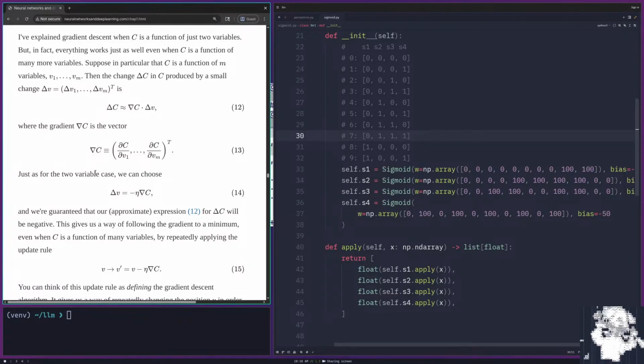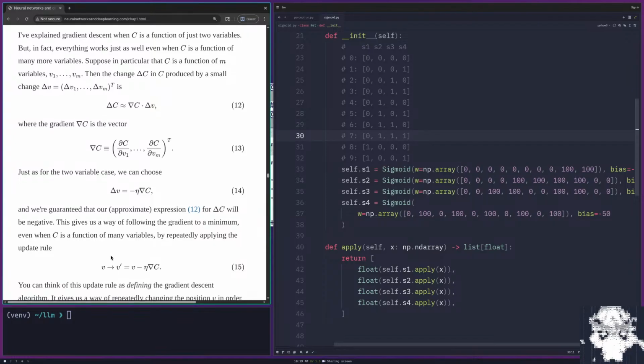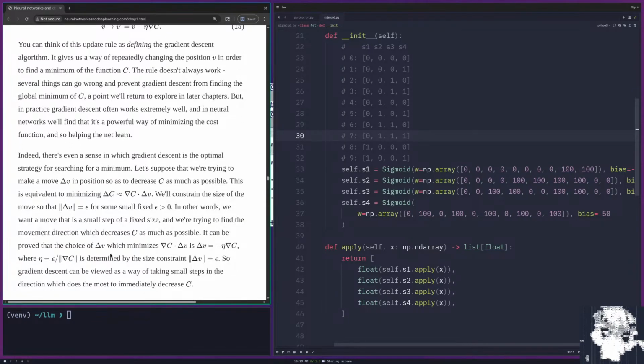Grad of C is defined as a column vector where each component is the gradient of C with respect to that direction of v. Just as for the 2 variable case, we can choose delta v equals negative eta grad of C, and we've guaranteed that our approximate expression 12 for delta C will be negative. This gives us a way of following the gradient to a minimum, even when C is a function of many variables, by repeatedly applying the update rule. V goes to V prime, which is equal to V minus eta grad of C. You can think of this update rule as defining the gradient descent algorithm.